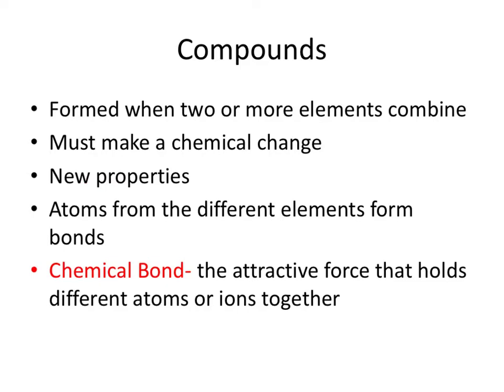So these atoms form different bonds, and a chemical bond is just some kind of attractive force that holds different atoms or ions together. And there's different types of bonds. We've already talked about ionic bonding, and now we're going to talk about some other types as well.